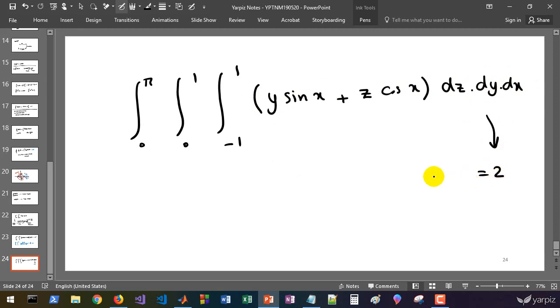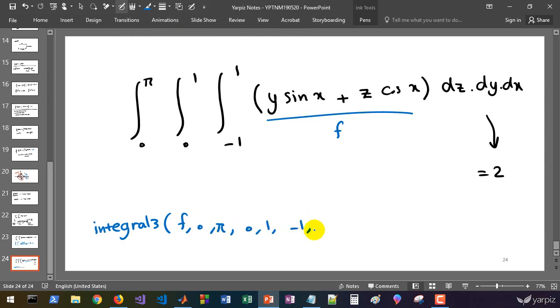If we'd like to calculate the value of this, we call the integral3 function as this. We define the function as f, and we pass these limits 0 to pi, 0 to 1, and minus 1 to 1, and other named parameters. Remember that, like integral2, these are scalars, and these are scalars or functions of x, and these are scalars or functions of x and y. You can use what you need to calculate the value of the integral, and that's almost the same as integral2.